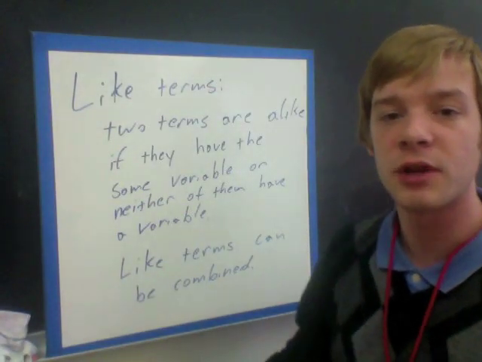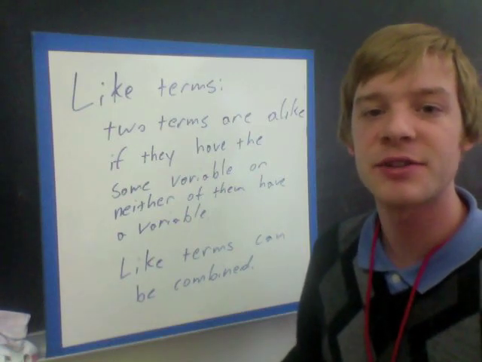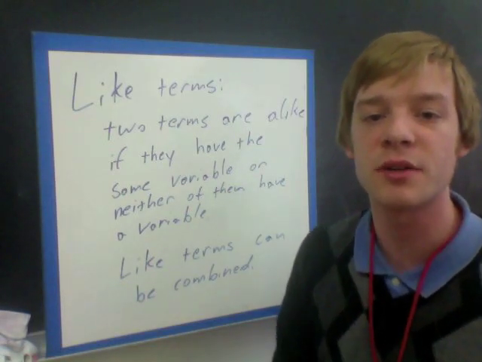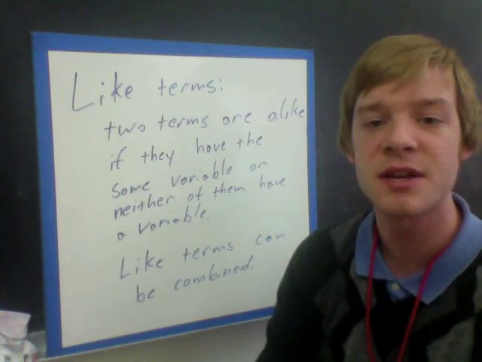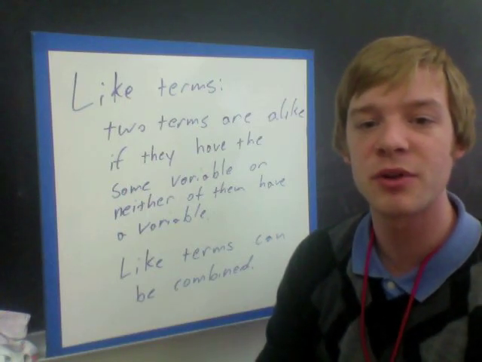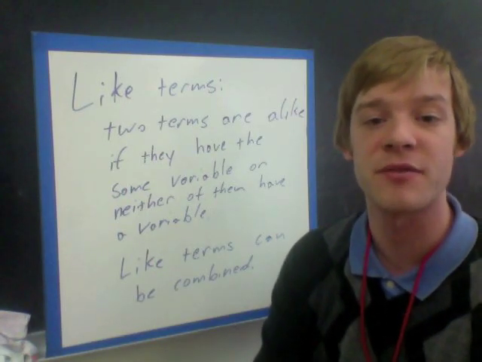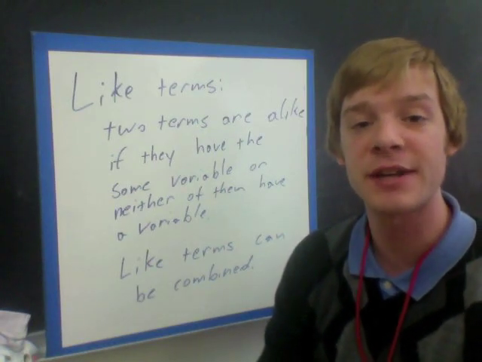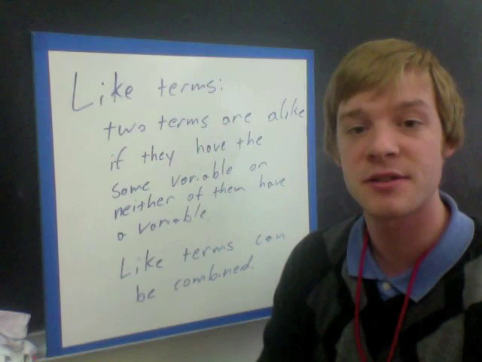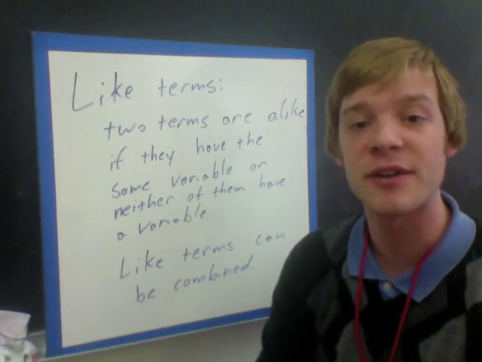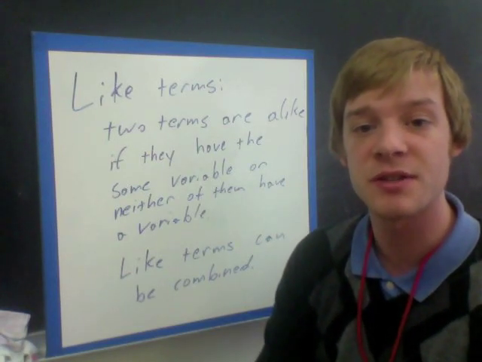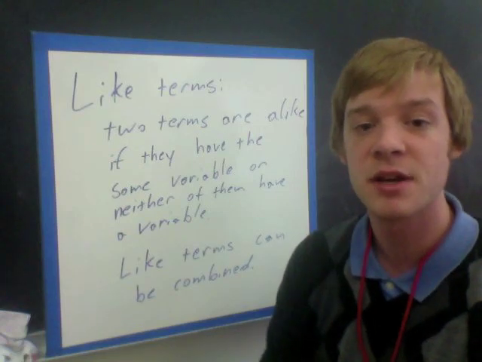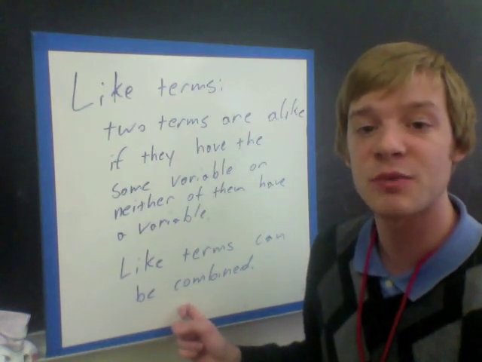First off, we've got a little bit of vocabulary here. Like terms. Whenever 2 terms are alike, this means that they either both have a variable or neither of them have a variable. For instance, 3x and 5x are both like terms because they both have an x. Also, 3 and 5 are like terms because neither of them have an x. The important thing is like terms can be combined.